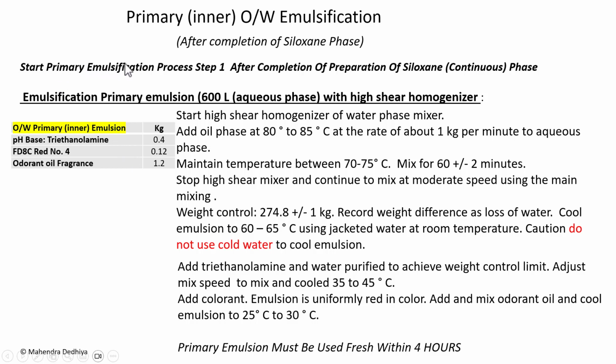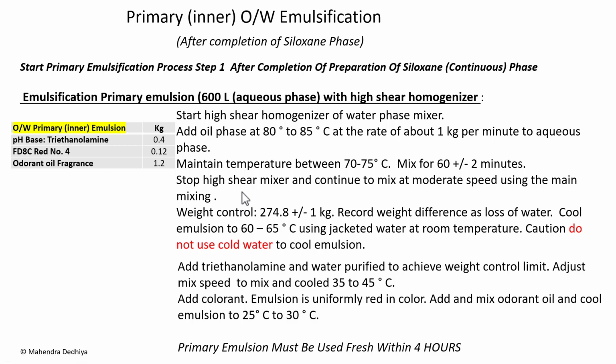Start primary emulsification process only after the completion of preparation of siloxane continuous phase. Start high shear homogenizer in the 600-liter aqueous phase vehicle. Add oil at a rate of about 1 kilo per minute. Bring temperature to 70 to 75. Mix for 60 minutes. Stop high shear mixing.